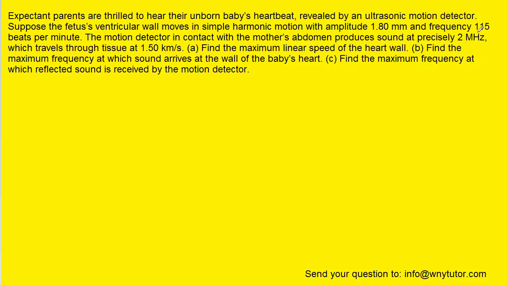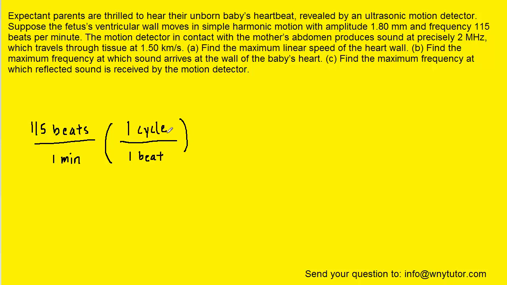Our first step is actually to convert the frequency from beats per minute into hertz. To do that, we can write the frequency as 115 beats over 1 minute. Now, to get into frequency, we need the unit of cycles per second. We can assume that 1 beat is equivalent to 1 cycle, and when we arrange the conversion this way, the beats will cancel out.